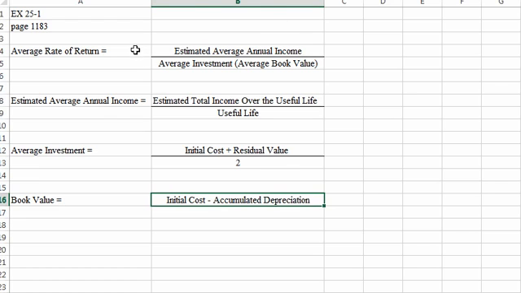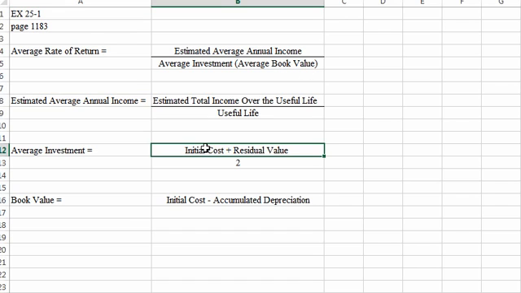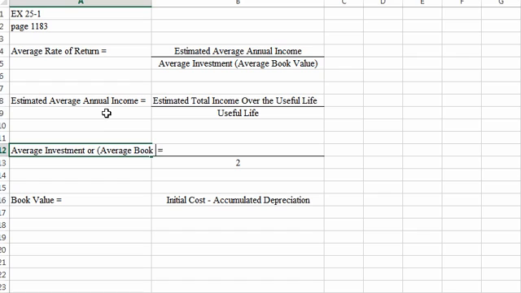So in calculating average rate of return, you want to put estimated average annual income in the top. That's calculated by dividing the estimated total income over the useful life by the useful life, usually in years, could be in months though. And then the average investment, which we really mean average book value there, you guys. It's what it cost plus residual value divided by 2. Now I'll show you why that works, but if you say book value on day 1 of its useful life plus the book value on the last day of its useful life and divide by 2, that'll get you the average book value. Could say here average investment or average book value.